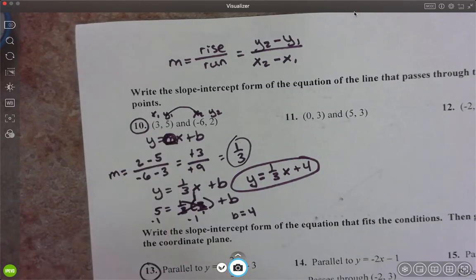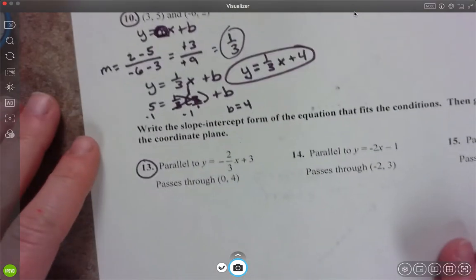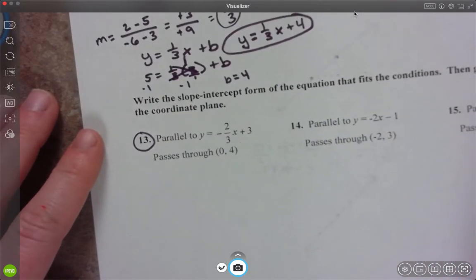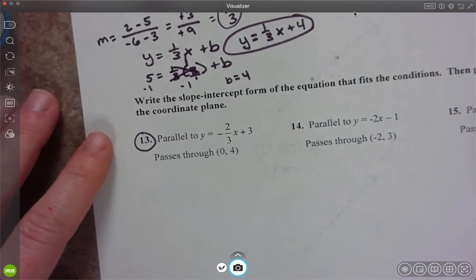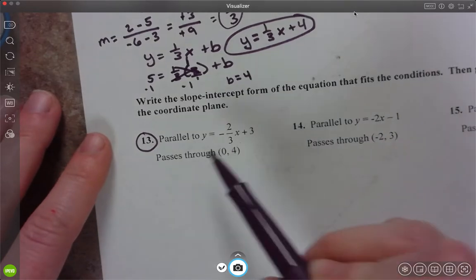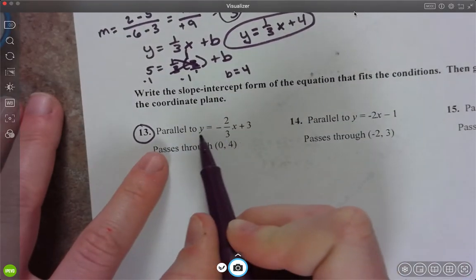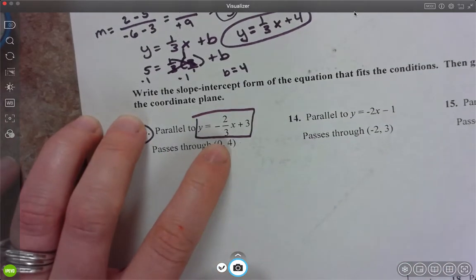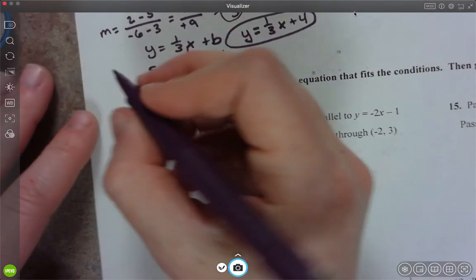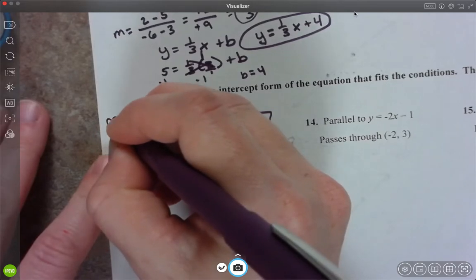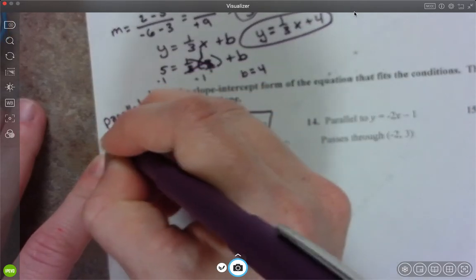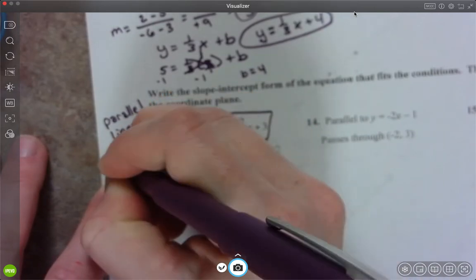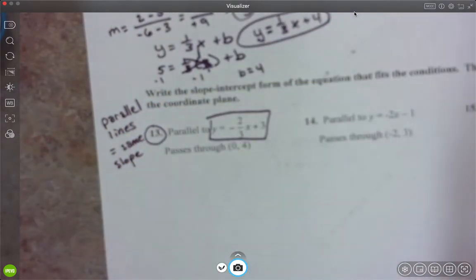Okay, all right, a couple more. Write the slope-intercept form of the equation that fits the condition, then graph the line on a coordinate plane. Okay, so let's see what this looks like. We have a line. They give us the equation of a line, and I want something that is parallel to this line. Okay, so one thing that I know about parallel lines equal same slope.